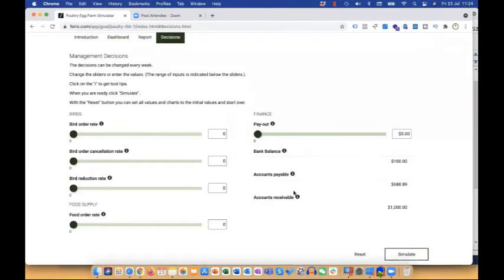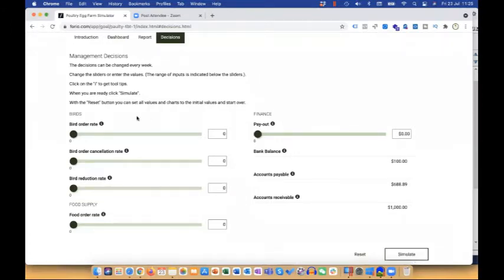Okay, so we'll get back to that here, but pay attention also to this part here. Here you cannot do anything. It's just for information. Basically, it tells you how much money, how many dollars or whatever, you have in the bank. Accounts payable is basically the amount of invoices you have to pay, and accounts receivable is basically the money you will receive from selling the eggs. So that is flowing into your bank account.